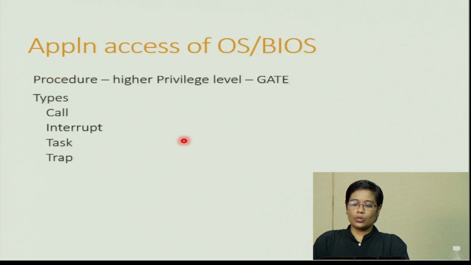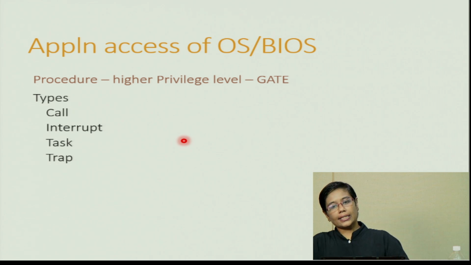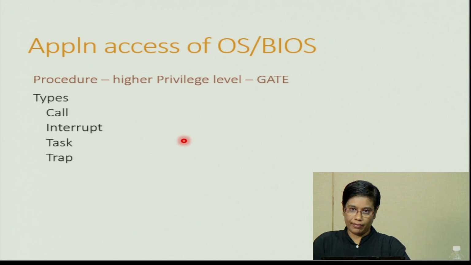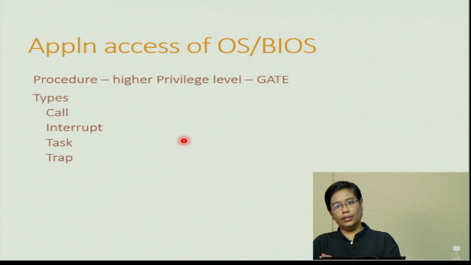We said an exception is allowed. An exception is going to be allowed through a gate. A gate is the method by which an application which is running at the lowest privilege level can access data or procedures at the highest possible privilege level. There are different types of gates. There is the call gate, the interrupt gate, the task gate and the trap gate. What we will try to see in this session is how the call gate works and how the interrupt gate works.